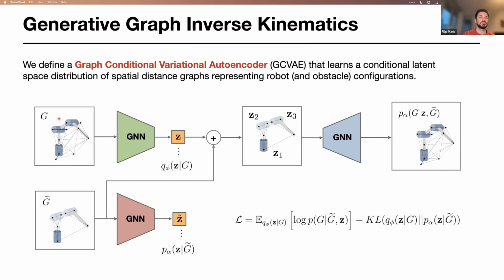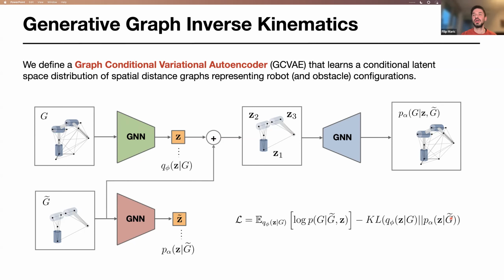So how it goes at training time is basically the upper part of the network. So here we have a GNN encoder. It takes in a full graph representing some specific robot configuration. It outputs a distribution, which is then sampled and decoded by the GNN. And the idea here would be to reconstruct that same configuration. While the bottom network, which is the prior, it actually takes a partial graph that represents an IK problem that this particular configuration is a solution to.